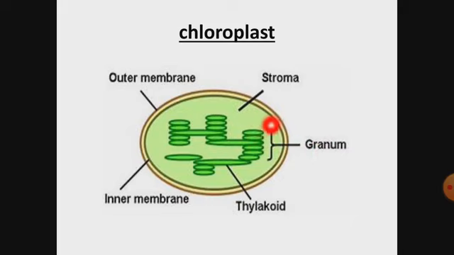Okay, and as a whole, the group of grana is known as thylakoid. As a whole, this one is known as thylakoid. A stack or a pile of coin-like structures is known as thylakoid.